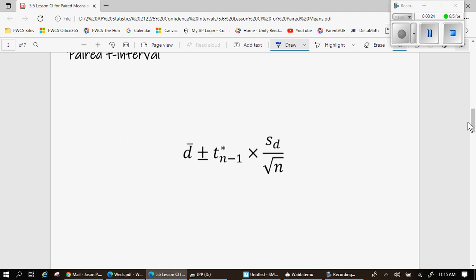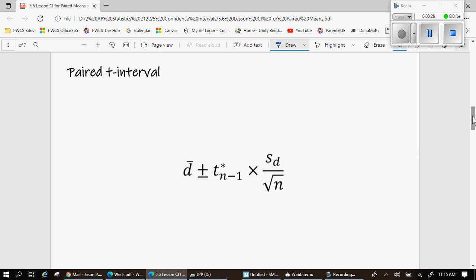So when we do a paired t-interval, what we're looking at is two groups that are not independent of each other. One of our assumptions and conditions when we have two samples is that the two groups need to be independent of each other. Well, if they're not, if there is some specific relationship between the two groups, then it's important to do a paired t-interval rather than a two-sample t-interval.